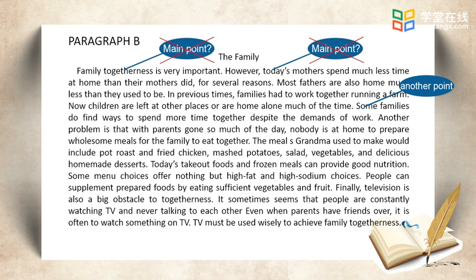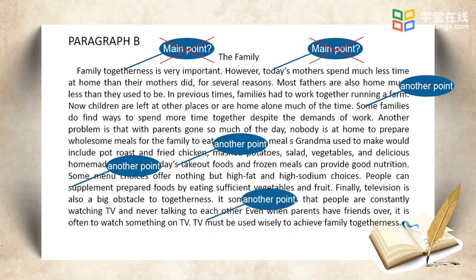When writing about fewer wholesome meals at home, the author mentions takeout foods and frozen meals can provide good nutrition, and people can supplement prepared foods by eating sufficient vegetables and fruit, both of which are off the point. The paragraph ends with yet another idea that doesn't support any previous idea, and that itself could be the point of a paragraph: TV must be used wisely to achieve family togetherness.